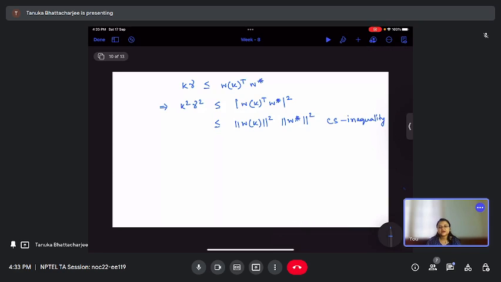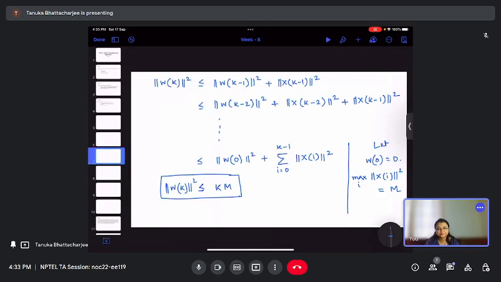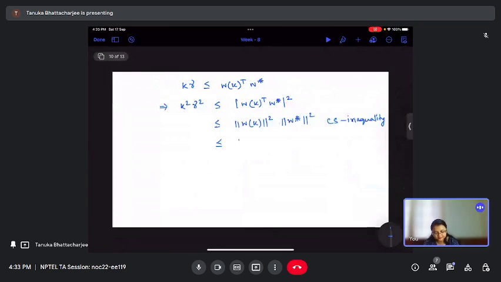Okay. Now, we have already determined this expression for wk norm square. Let us see that. So, we have wk norm square is less than or equal to km. So, the first term is less than or equal to km. We put km there. And let us have this.